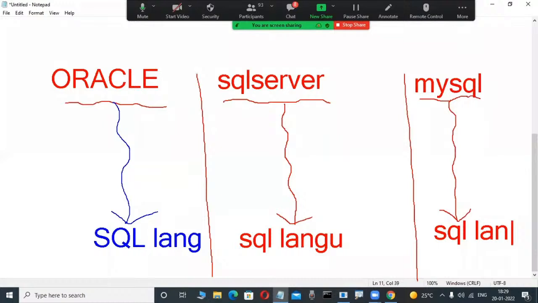Otherwise, so many fellows are attending this demo class. Those persons having a doubt only. Are all these SQL languages same or different? I have a doubt here. Now, can anybody guess it? Only one answer is correct.